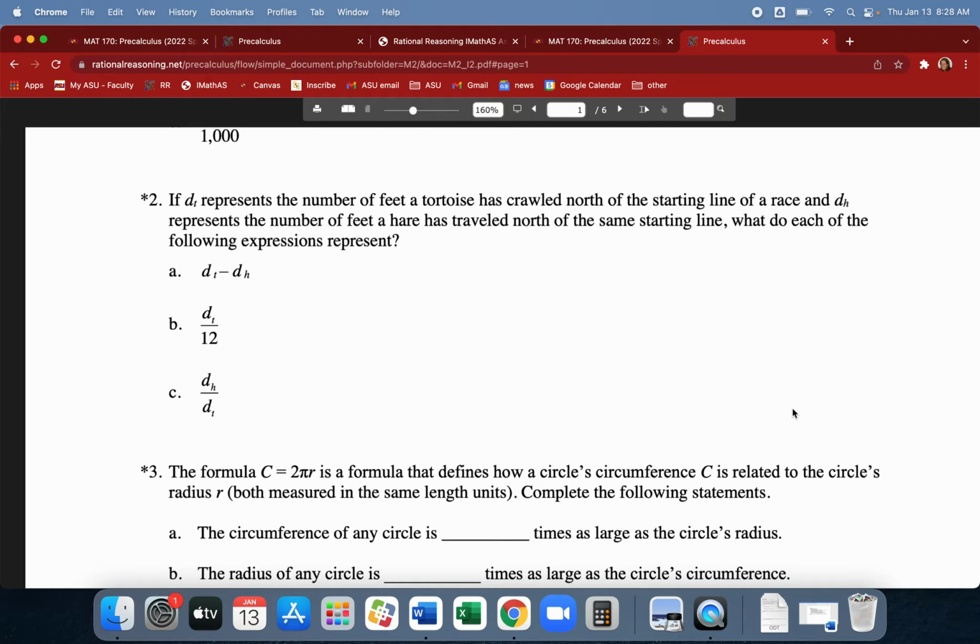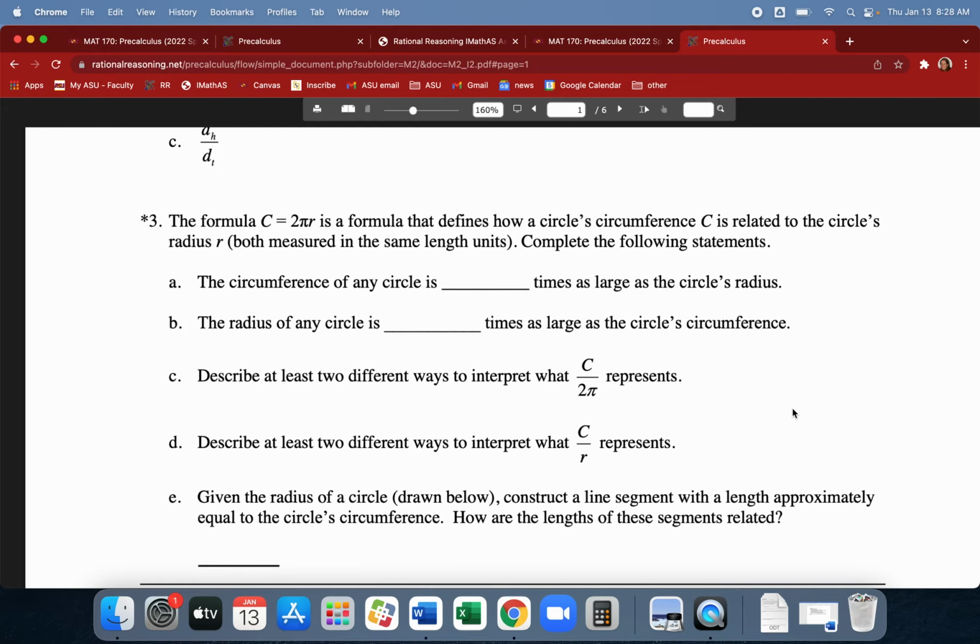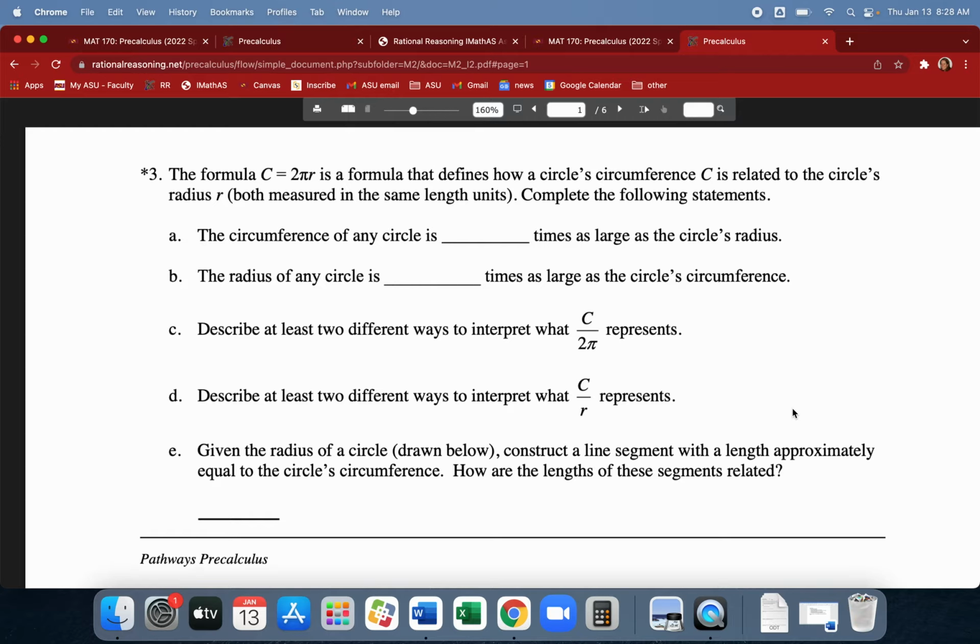number 3 here, we've got this circumference is 2 pi r. Great, geometry formula, learned it a billion years ago, right? So as long as we're measuring the circumference and the radius in the same length units, like both inches, both millimeters, both miles, whatever they might be, this formula works out great. So looking at these questions then, we've got a formula, C equals 2 pi r. The circumference of any circle is blank times as large as the circle's radius. What goes in that blank? 2 pi, right? Circumference is 2 pi times the radius. 2 pi being about 6.28.